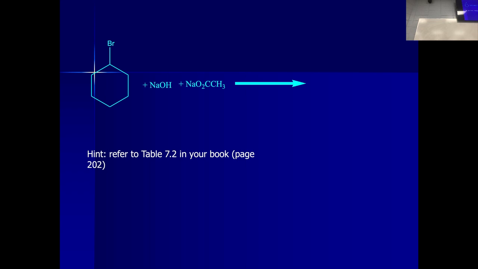But here we're taking this alkyl halide. How would we name that alkyl halide? Yep, bromocyclohexane. And we're going to put it in solution with equal amounts of sodium hydroxide and sodium acetate. Both oxygen, negatively charged, both nucleophiles. I want you to tell me which one is going to be, and draw the major product and the minor product. Take 2 minutes, work with your neighbors if you want.